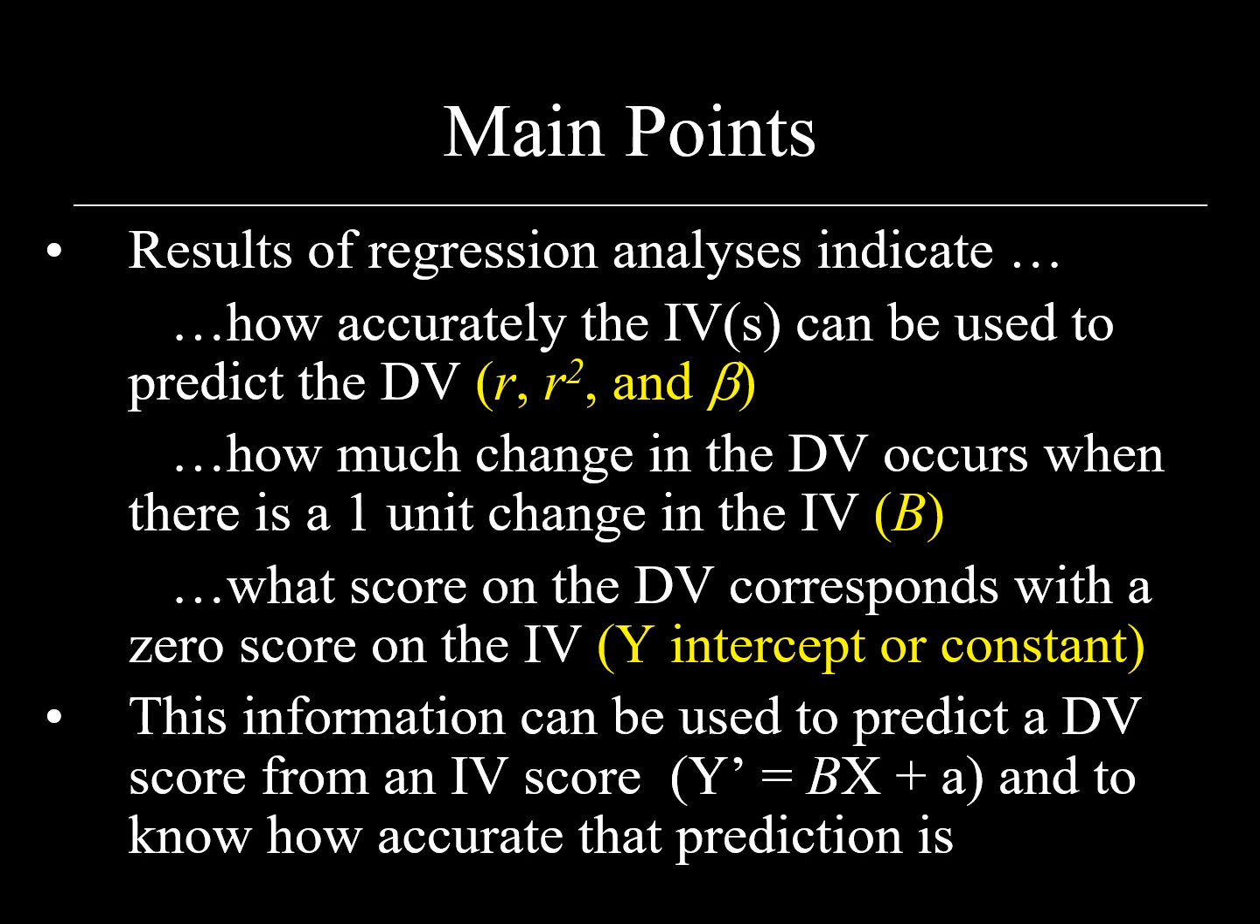So the main points of this: the results of regression analysis indicate how accurately the IVs can be used to predict the DV. And this is based on the R, the beta, and the R squared. So how strong is the effect? How much change in the DV occurs when there is 1 unit change in the IV is the B weight, and what score in the DV corresponds with 0 on the IV is the y-intercept, or constant. This information can then be used to predict any DV score from an IV score in the future and to know how accurate that prediction is going to be.